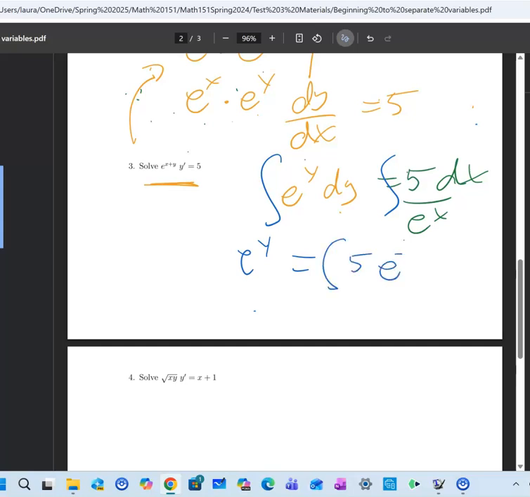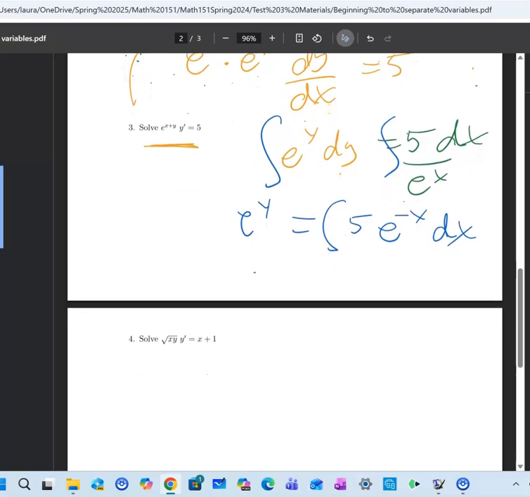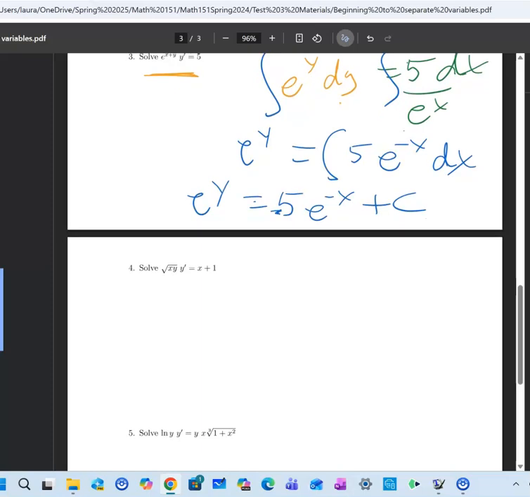This is going to give me this. Put the negative up in the exponent. Oh, look at that. That's an easy integral. So that's negative 5 e to the negative x plus a c. And then I'm going to solve for the y by taking ln of both sides. So I get ln, and since I'm taking ln of both sides, I'm going to put some absolute value bars there. e to the negative x plus a c. So that's the answer for number 3.